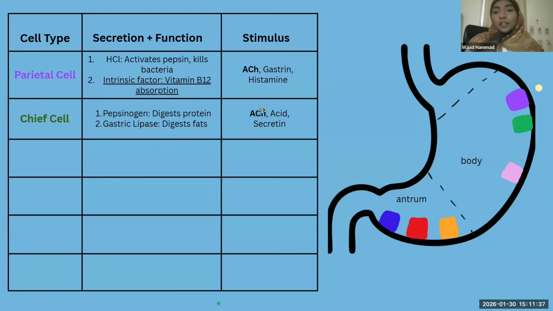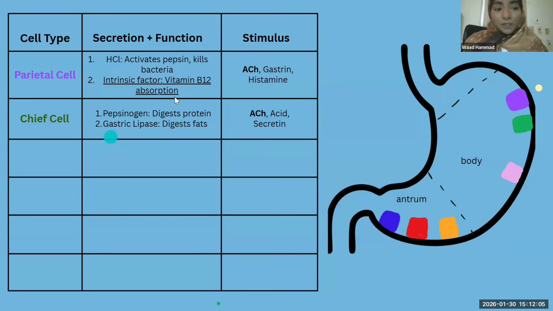Again, it's released from the vagus nerve. It helps stimulate it again because you're thinking of digesting. So your stomach is like, let me release enzymes in advance. Acid, if the pH is low, our chief cells are like, this is a perfect environment for me to secrete some enzymes. So let me do it because acid activates the enzymes. And then we have secretin, which again, its name is straightforward. It's a secretion that helps secrete chief cell enzymes.